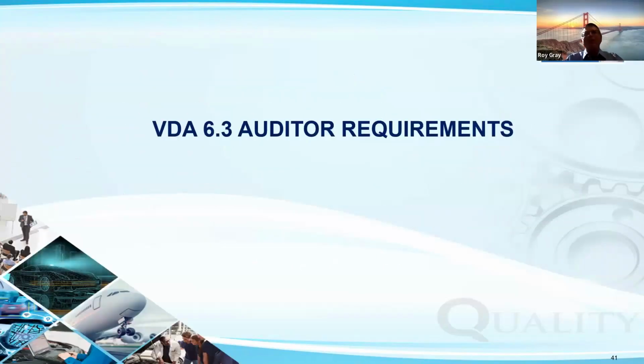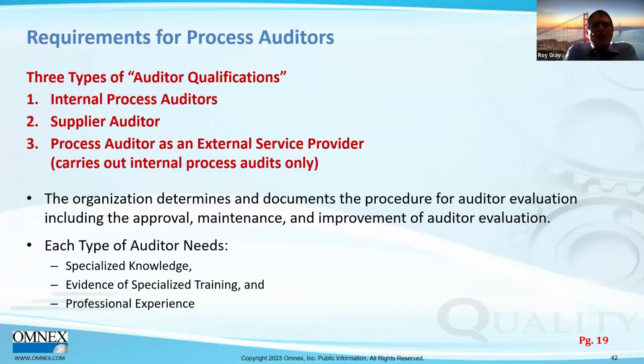Auditor requirements. For VDA 6.3, there are 3 types of auditor requirements: internal process auditors, supplier auditors, and process auditor as an external service provider, such as what I do for our clients. So you need to determine the documents and procedure for auditor evaluation, including the approval, maintenance, and improvement of auditor evaluation. You'll see that in ISO 19011.